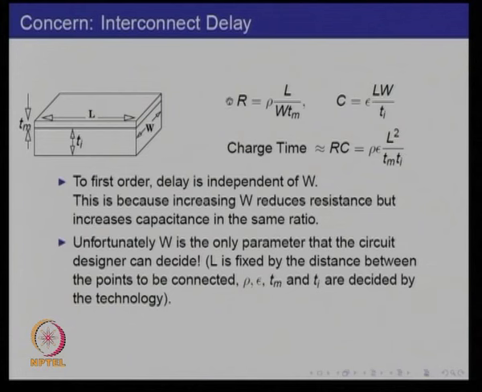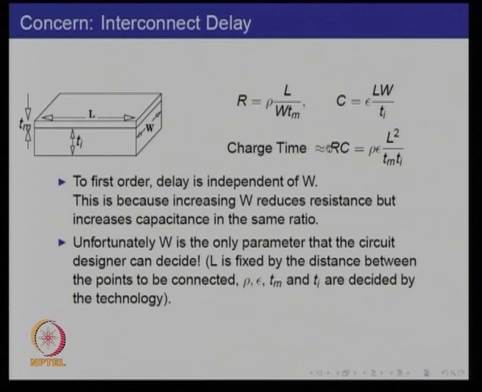The resistance of this line is the resistivity times the length divided by the area of cross section, which is W multiplied by the thickness of the metal. On the other hand, the capacitance is given by the parallel plate capacitance of this, and that is given by the dielectric constant multiplied by the area, which is W times L, divided by the thickness of the insulator, which is Ti.